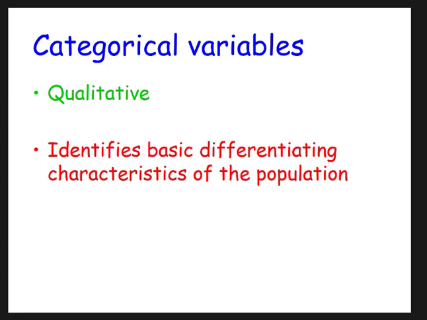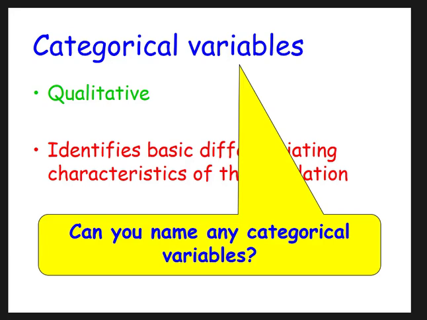Let's look at categorical variables a little more closely, the qualitative variables. This identifies a basic differentiating characteristic of a population. So anything where the answer to the question being asked puts you in a category based on a characteristic is a qualitative or categorical variable. Can you name any categorical variables? Well, I'm sure you can if you think about it. If you want to pause the video for a second and think, go ahead. I'll give you some examples here.